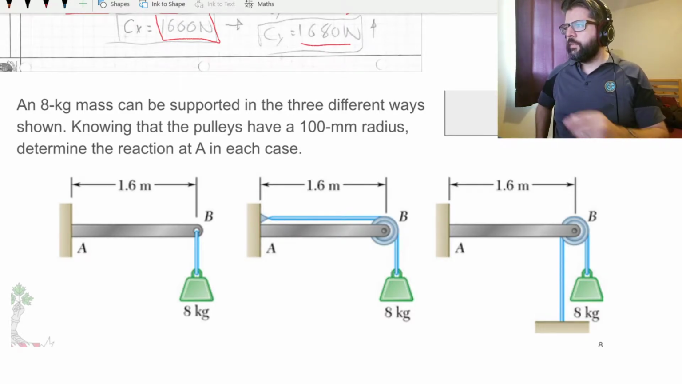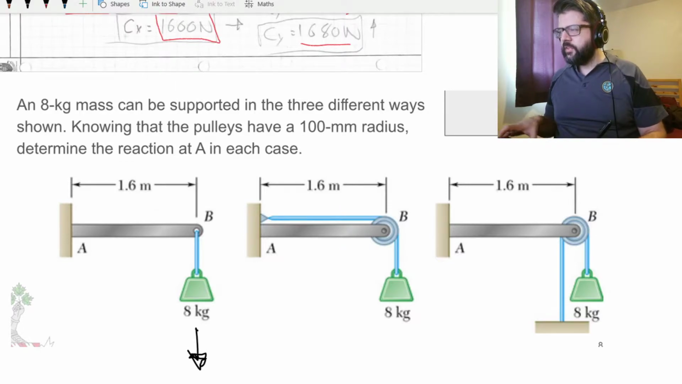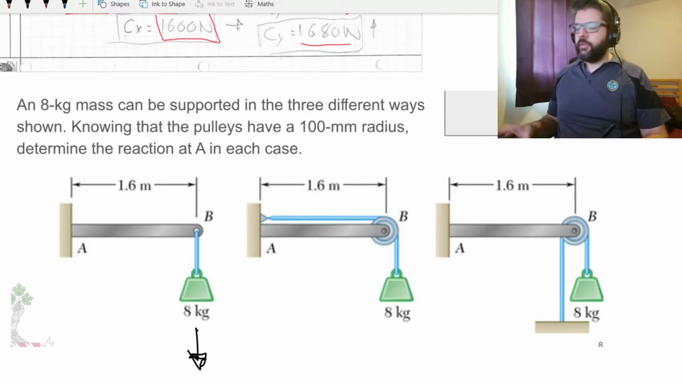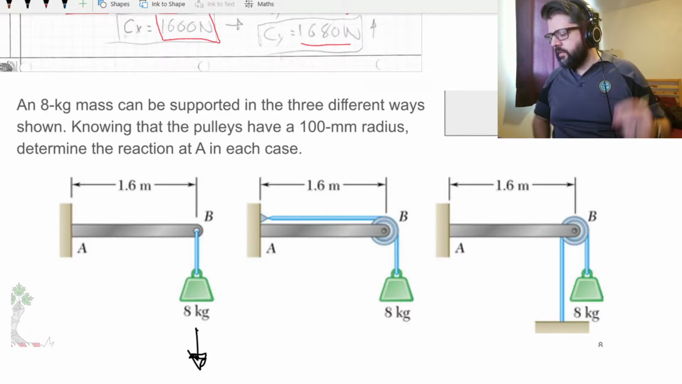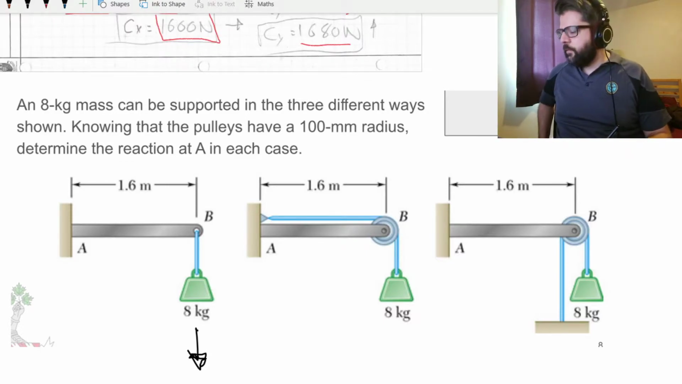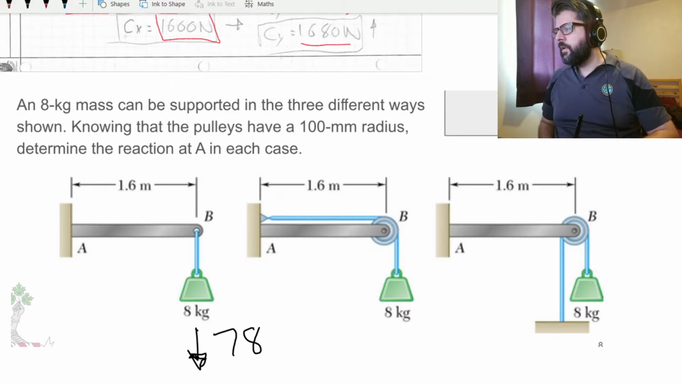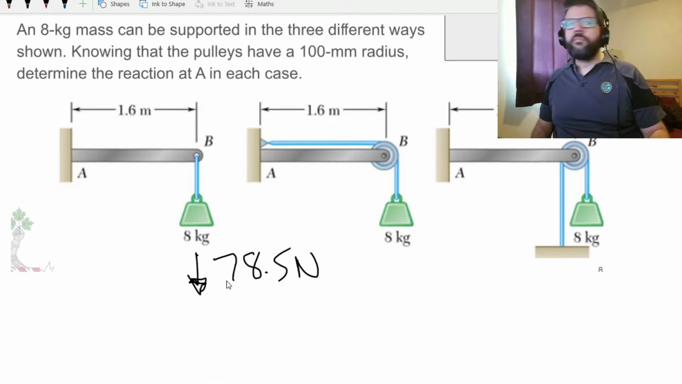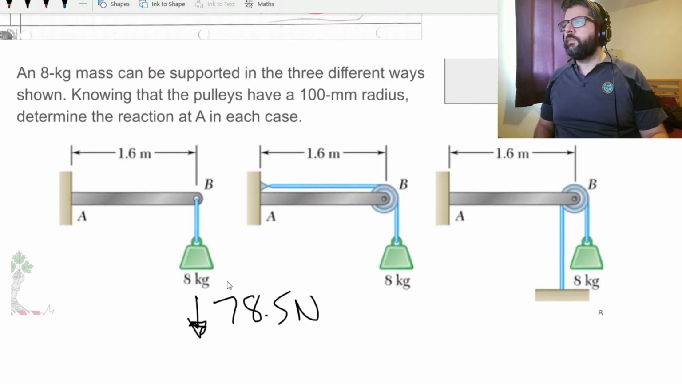So if we go for that, probably the first thing we want to be doing is figuring out what the weight is here. So we've got 8 kilogram masses. Those are being pulled down by gravity at a particular acceleration. Call that g. So 8 kilograms times 9.81 meters per second squared. That gives us a weight of 78.5 newtons. So next thing to do, let's start drawing some free body diagrams here.